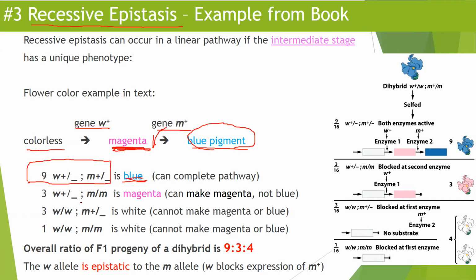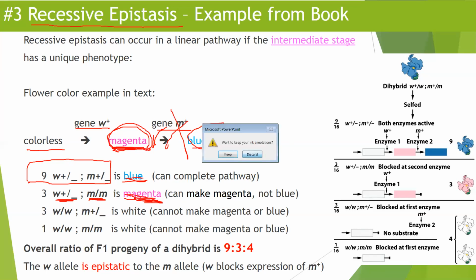However, if the first gene is okay, we can have the pink intermediate product, right? But the second gene is mutant, so this pathway is half blocked. It is blocked here. Then we only see this pigment color in the flower petal. So this will give us this phenotype. Let me erase this.